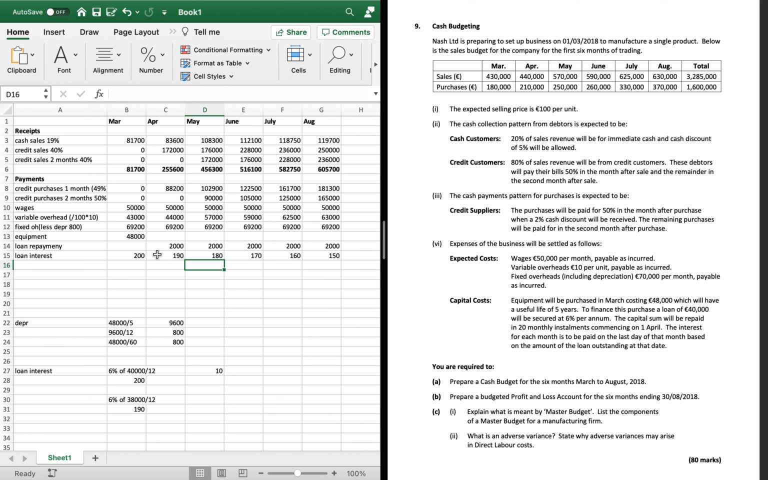So once there's a linear amount paid off each time, just work out the difference and take it away once, and then just continue to take it away. So that's our loan interest. So that's them all in.